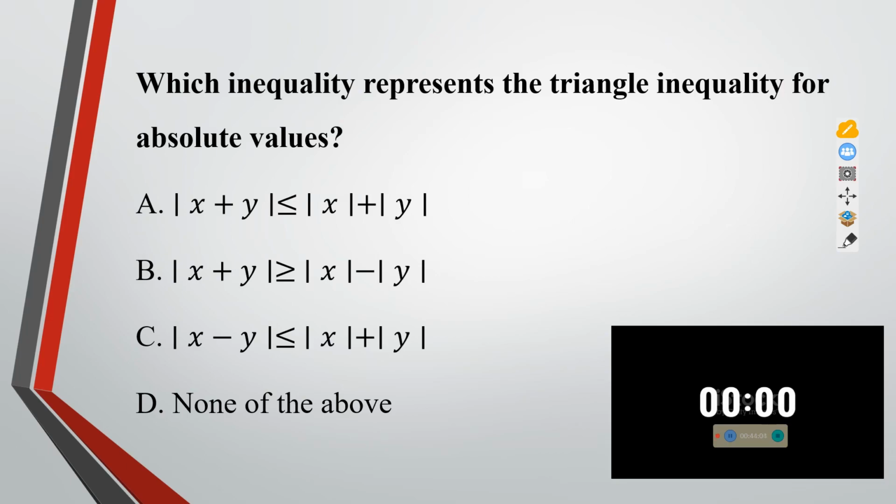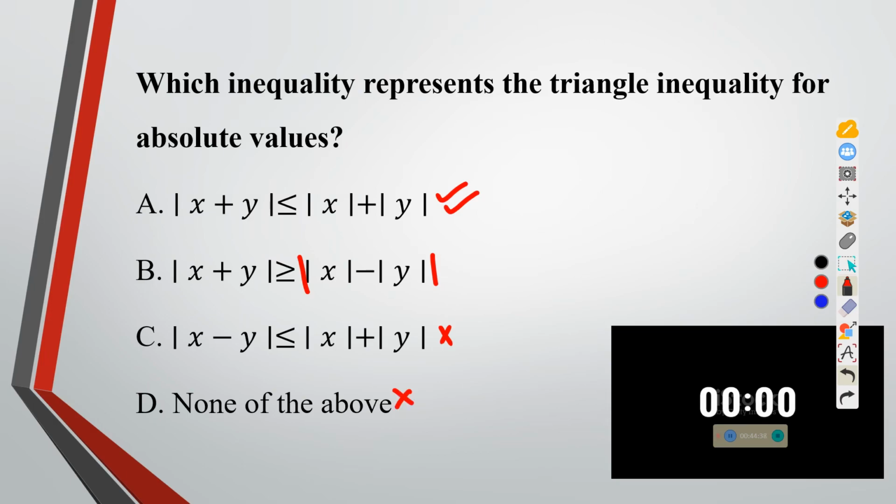Which inequality represents the triangle inequality for absolute values? So this one at this given time should be true. When you look at this one here, B would be true if this was there. Then C, magnitude of x, this is not true. Then none of the above. This is of course incorrect.